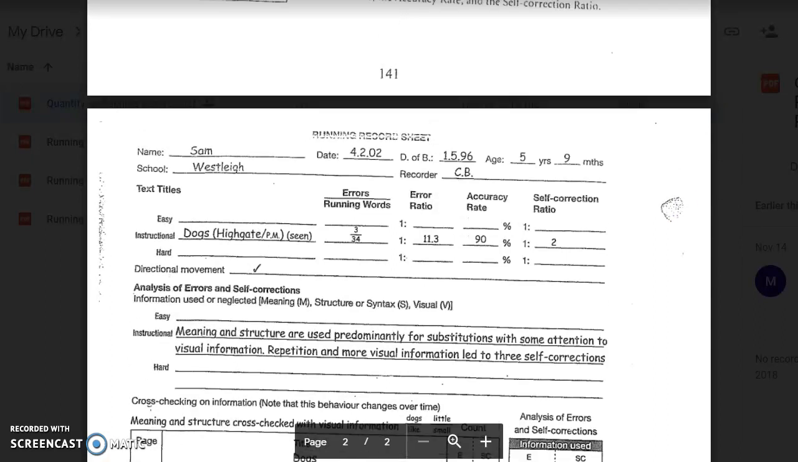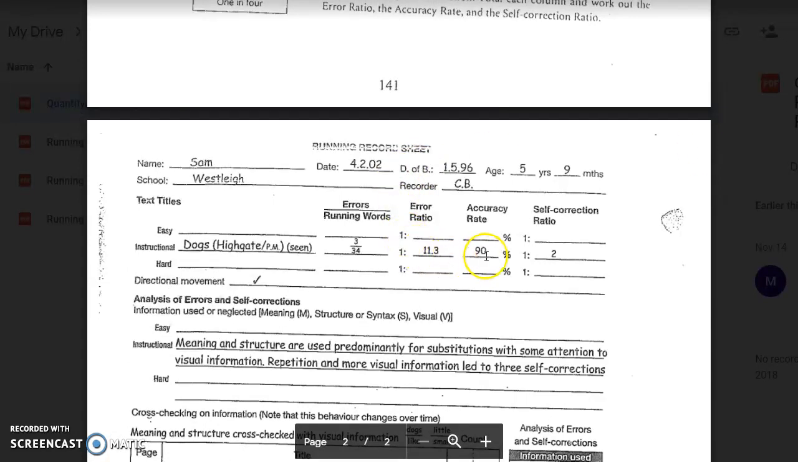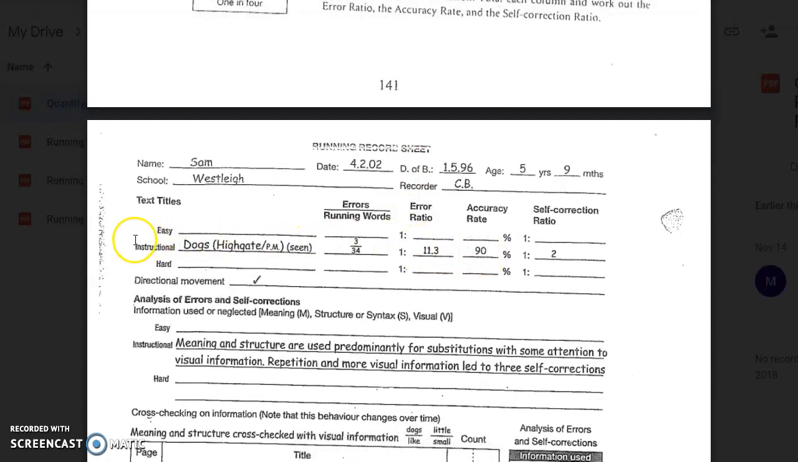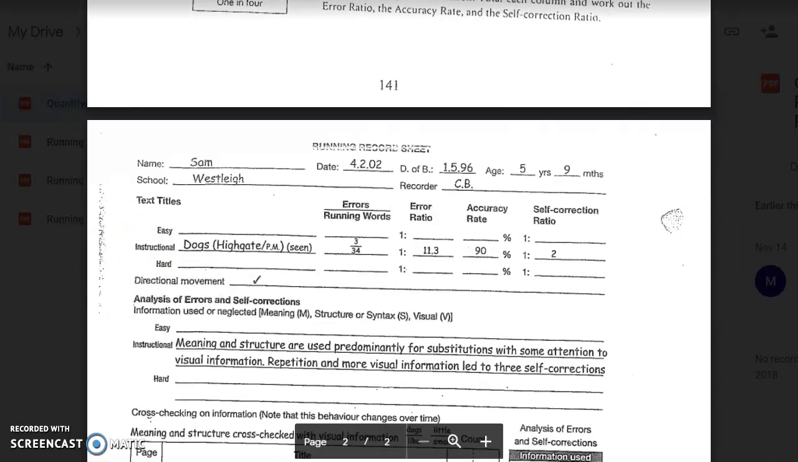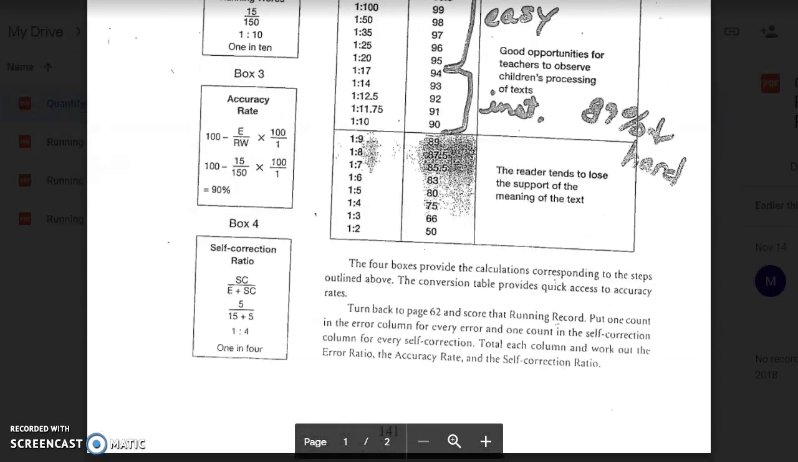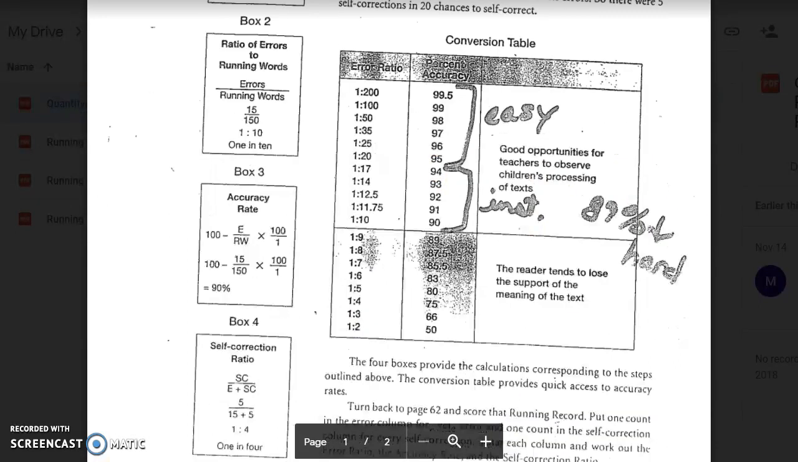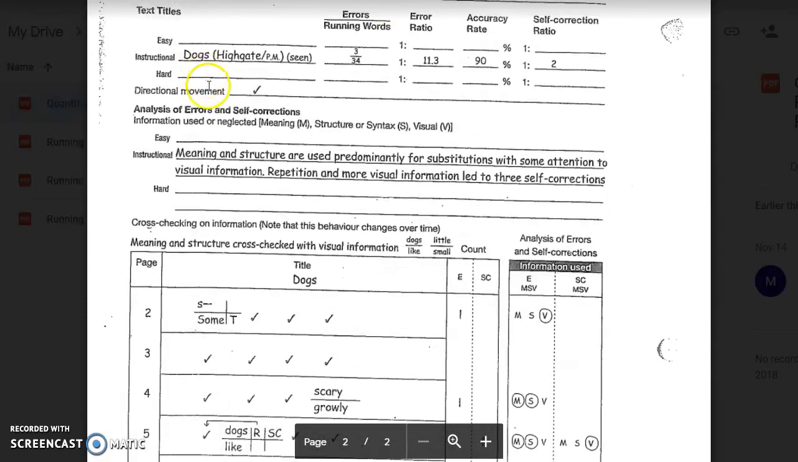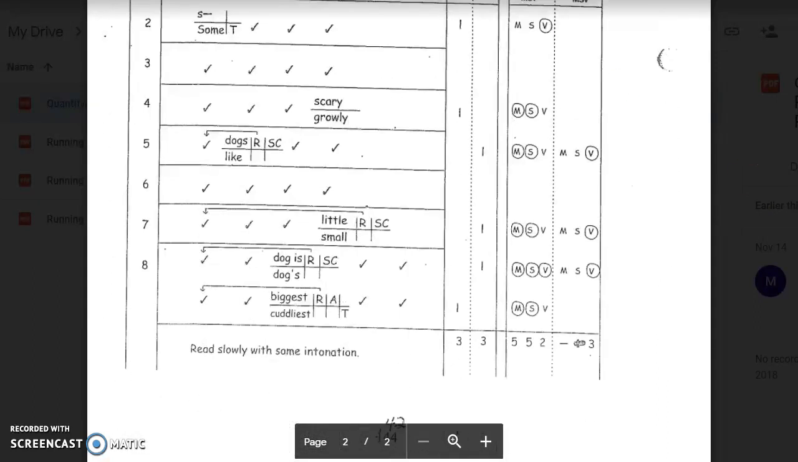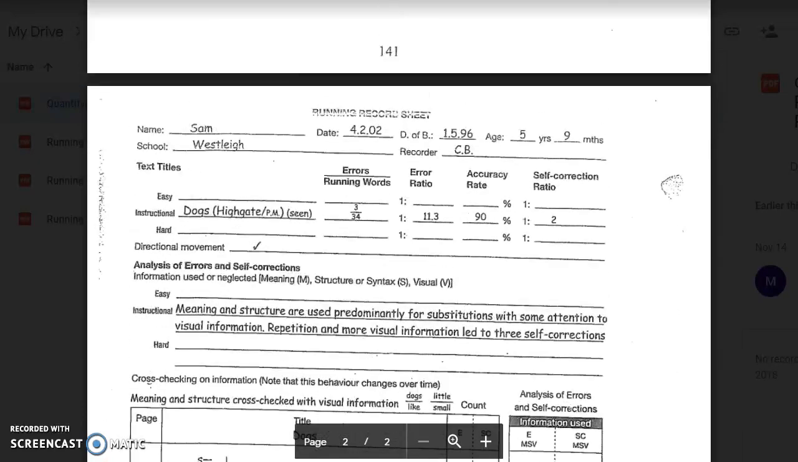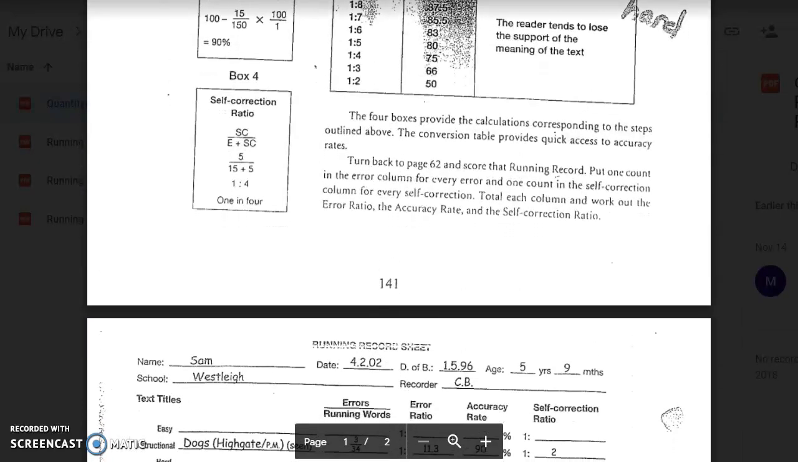So when we see that the child has read and has an accuracy rate of 90%, that indicates that that book is at their instructional level. Because remember, between 90 and 94 is instructional, 95 and above is easy, and 89 and below is considered hard. This right here. So that's why it's all written across on the instructional line. Okay? So this gives you quite a bit of information for the running record for Sam. Dogs is a really good book to use for teaching him something.